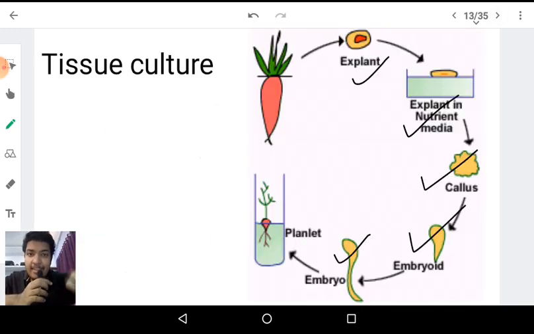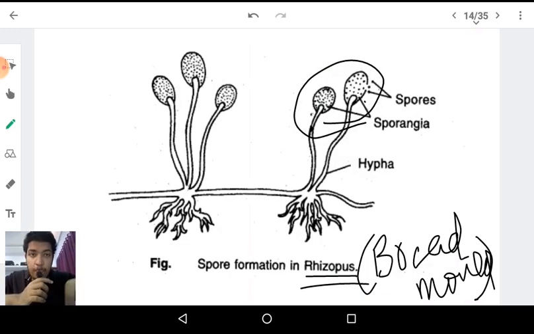Then another one is layering, another one is grafting. All these are the different methods of artificial vegetative reproduction and vegetative propagation. And natural methods include runner, rhizome, sucker, tuber, offset, bulb, etc., about which we will be studying in class 12th. And after that we studied the spore formation in rhizopus. So with this we are concluding the process of asexual reproduction in different groups of organisms.